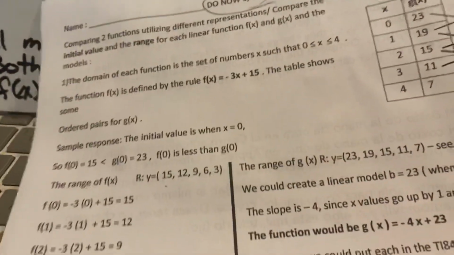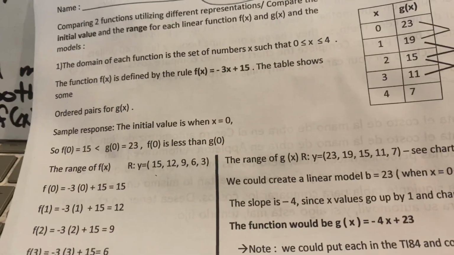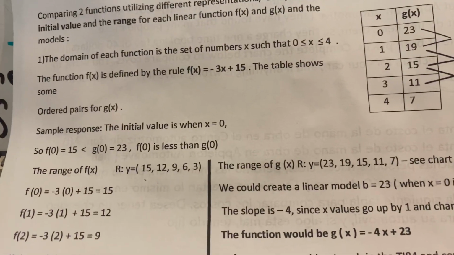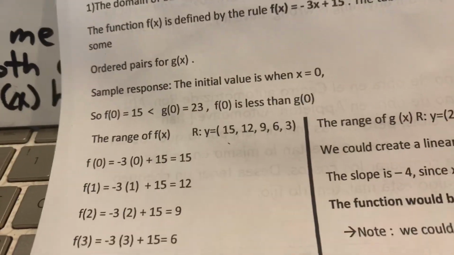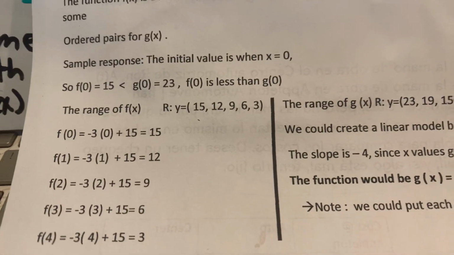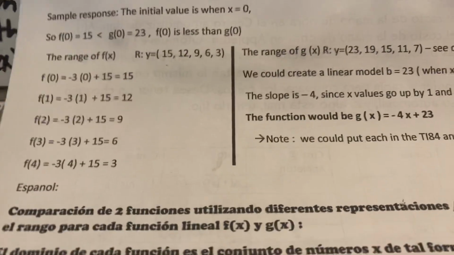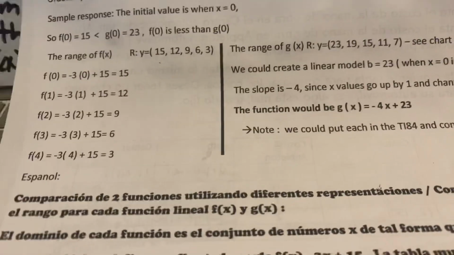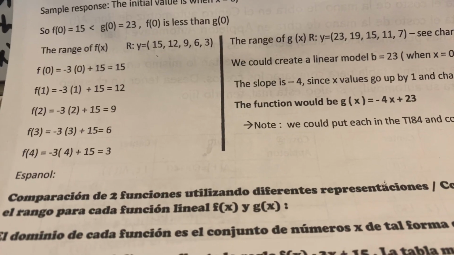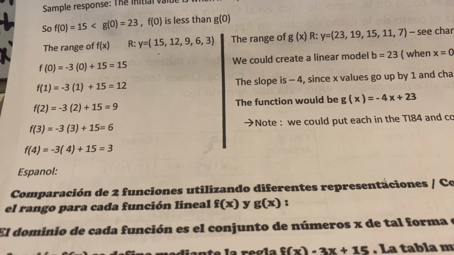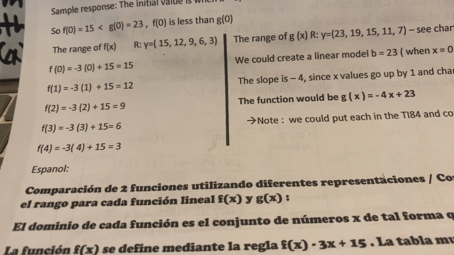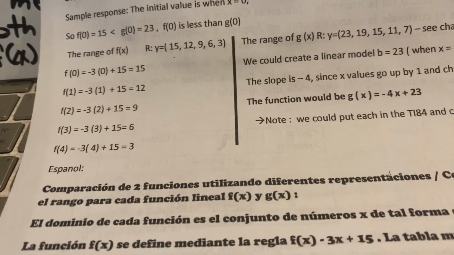And for g of x, when x is 0, if you look at the chart, you can see that it is 23. So again, just take a look. This is an example. You don't have to do any work. They're just showing you how it's done. And again, I typed this up for you, so you're not going to find this in a book. The range of f of x is 15, 12, 9, 6, and 3. You also could write them in ascending order, 3, 6, 9, 12, 15 if you prefer.